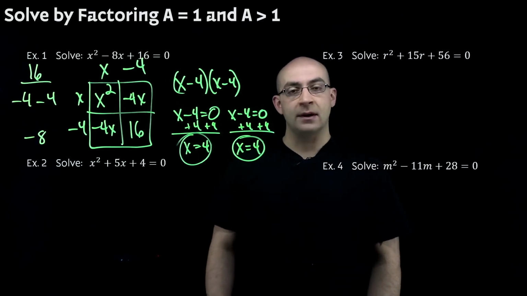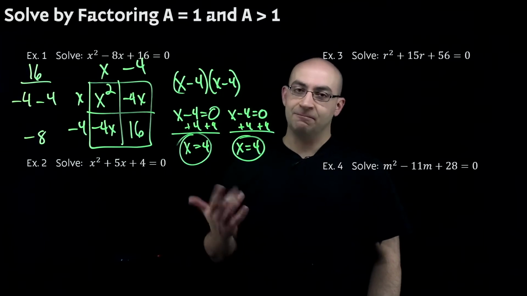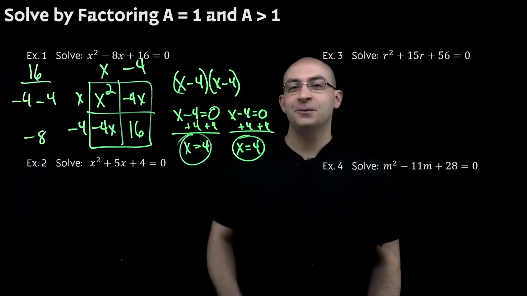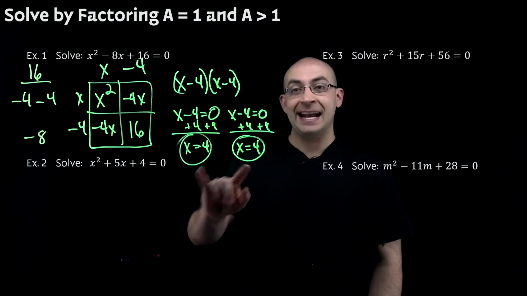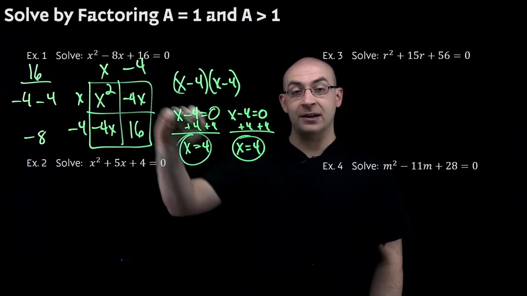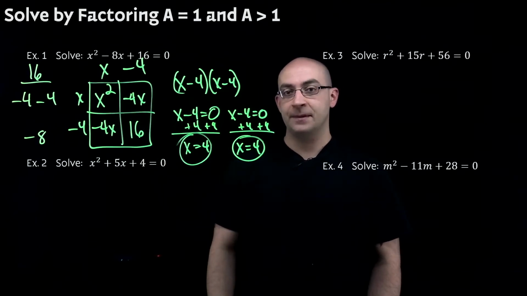X is 4. Now it happens twice, and that's silly. We're going to get into that in a minute. But my answer to solving this quadratic equation is x equals 4. It happens twice.